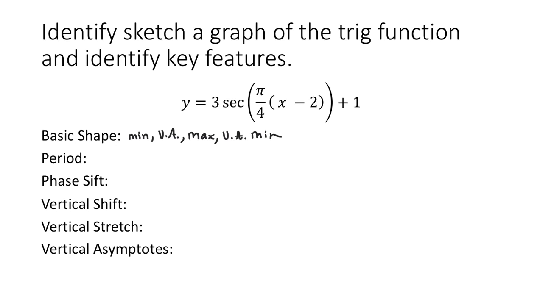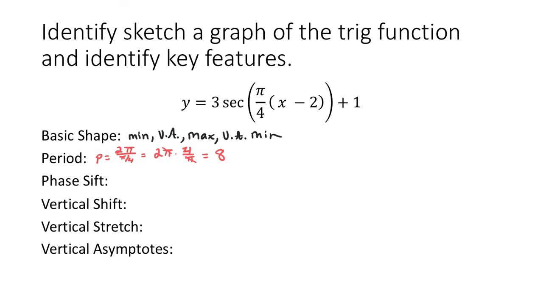To calculate my period, I need to understand what type of function it is. This is a secant, so to find my period, I'm going to do 2 pi divided by the frequency, which in this case is pi over 4. I'm going to multiply by my reciprocal, and I have a period of 8. To find my phase shift, I'm looking at the same place I would find my phase shift for my other trig functions.